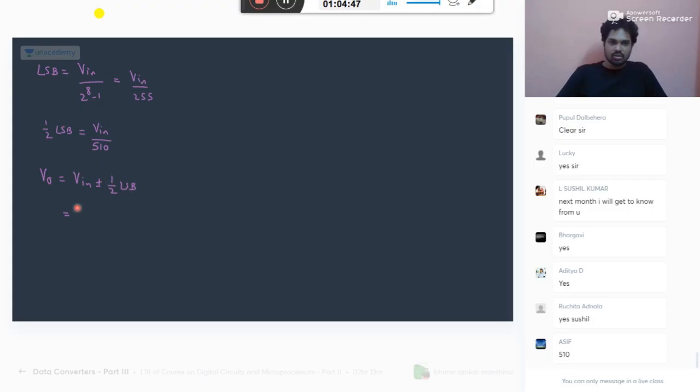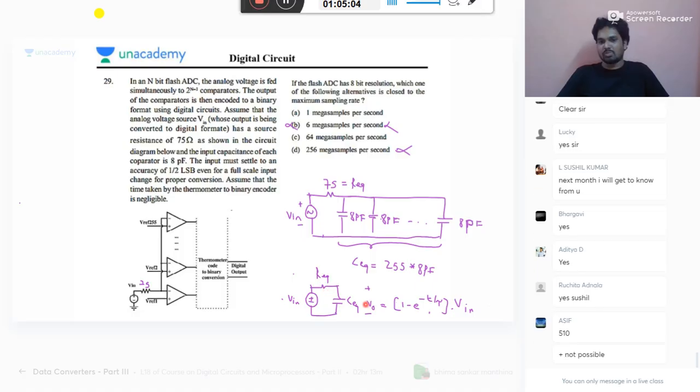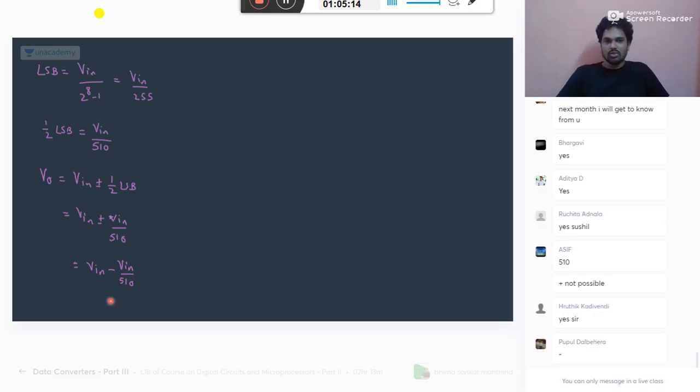That is Vin plus or minus Vin by 510. You can say plus or minus, but theoretically or practically, when the capacitor's input is Vin, your output cannot be more than Vin. Plus is not possible in this case. So what is the answer? Vin minus Vin by 510. Don't take plus here. So it will give you 509 by 510 into your V.